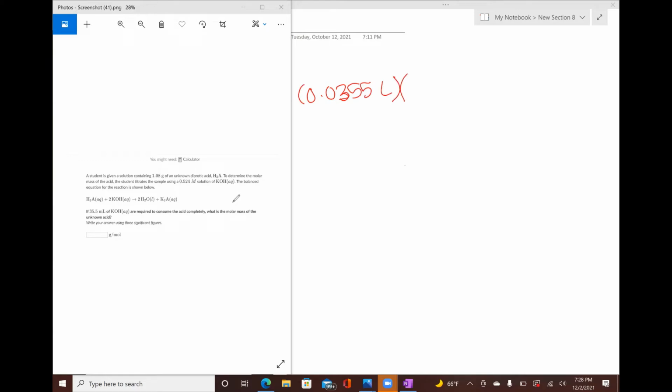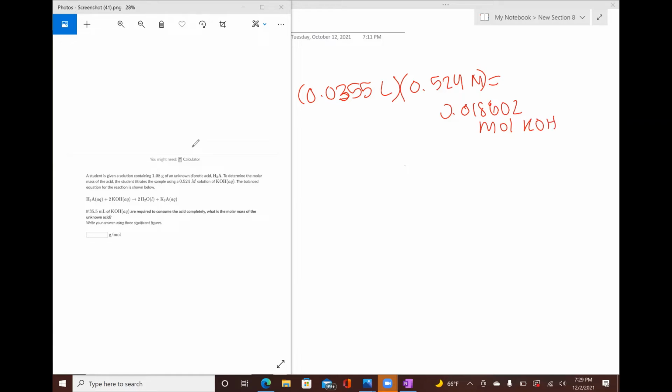Writing this information. Okay, sorry. It's 35.5, and then I have 0.524 molarity. Right? And so since we're only talking about KOH right now, this only deals with KOH. So once you multiply those two things, 0.0355 times 0.524, you get 0.018602 moles of KOH that's required.